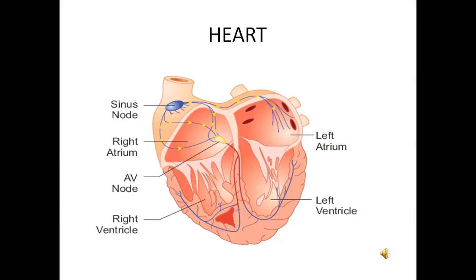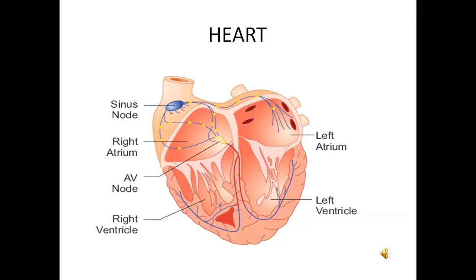Blood vessels. Three types of blood vessels are present in the body. They are arteries, veins and capillaries. They form a closed network through which the blood is circulated.